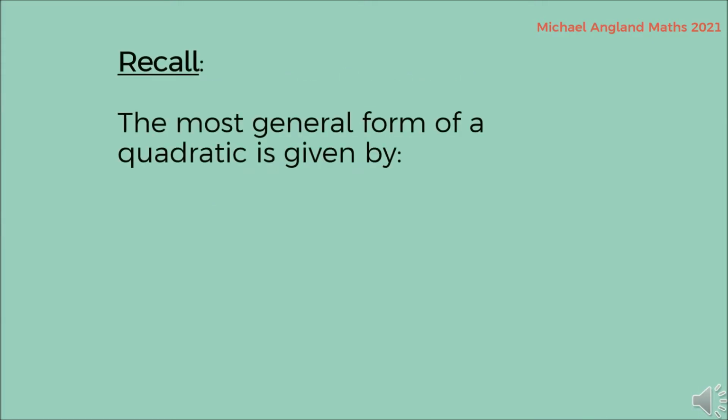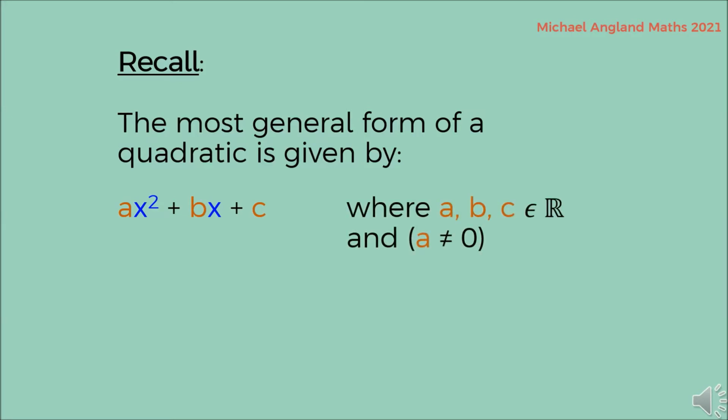Just a review. The most general form of a quadratic is given by ax squared plus bx plus c, where a, b, and c are elements of R, and a is not zero. Otherwise, the quadratic reduces to being a linear form, bx plus c. But typically, a, b, and c are elements of the counting numbers or of the integers, Z.